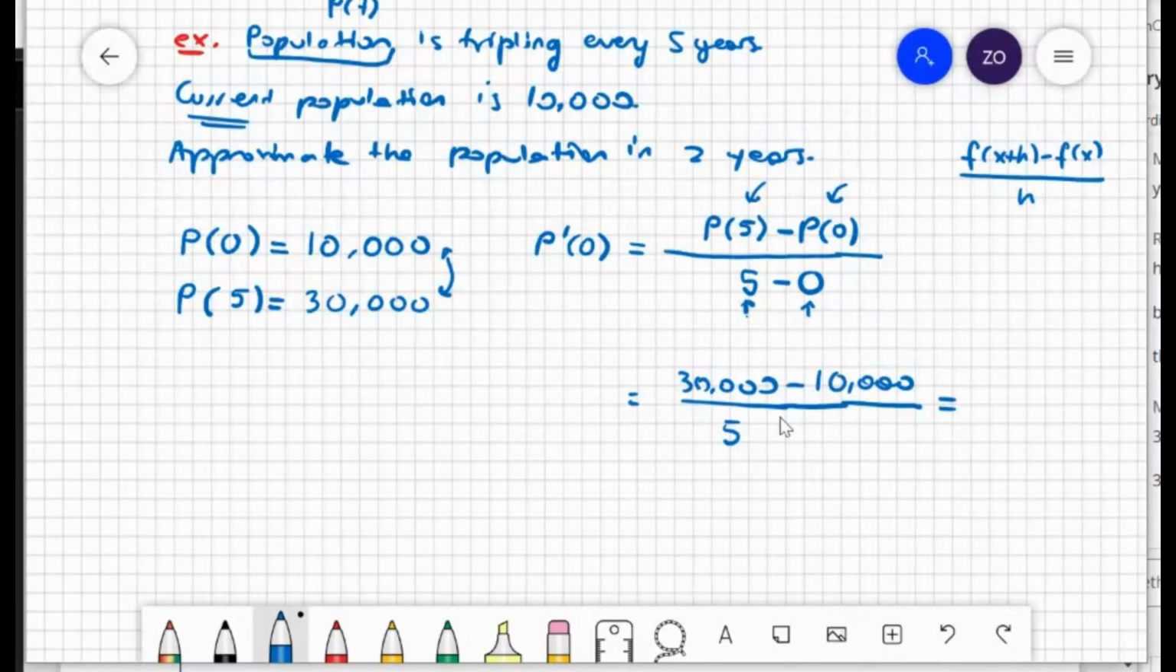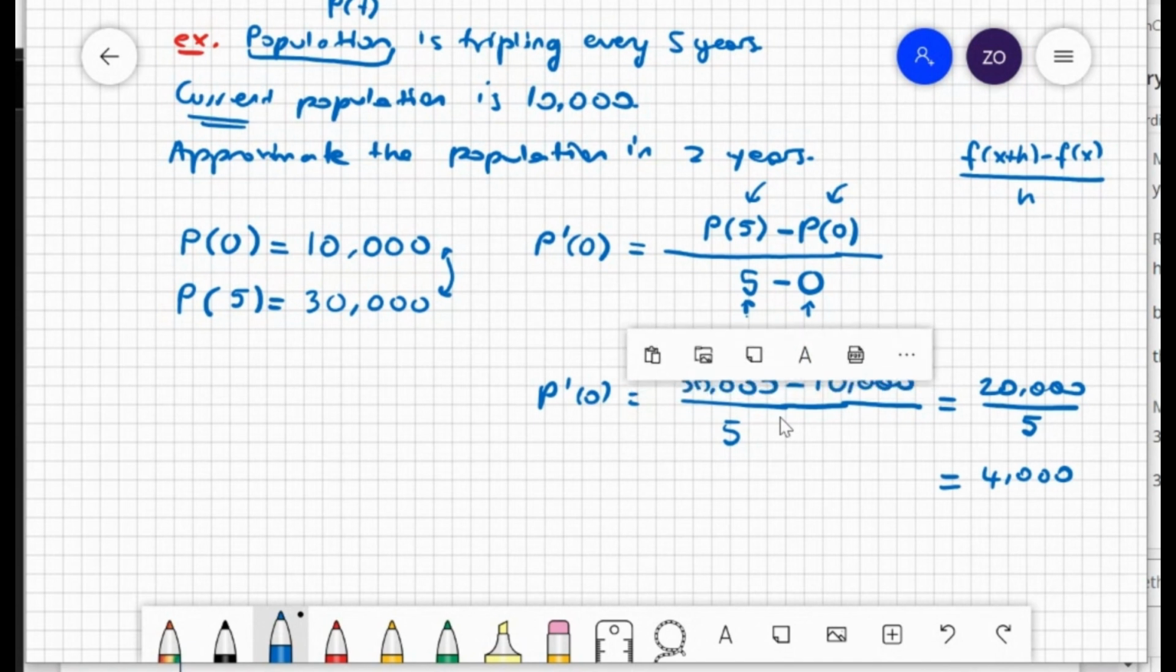Okay, so what do we find? We find 20,000 over 5 as the rate of change. So every 5 years, sorry, in fact, each year, let's divide it. So we divide it by 5, we have 4,000. Okay, so this is in fact the rate of change. Every year, it's going to increase 4,000. So in 2 years, it's going to increase twice this amount.